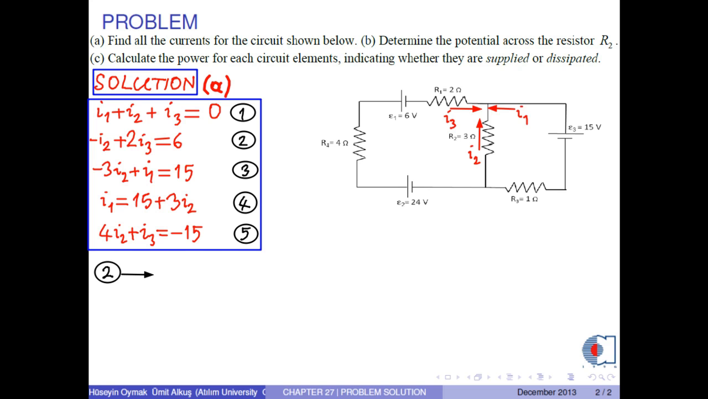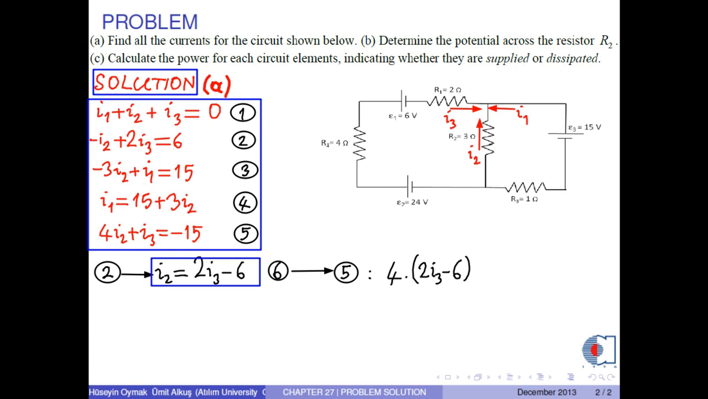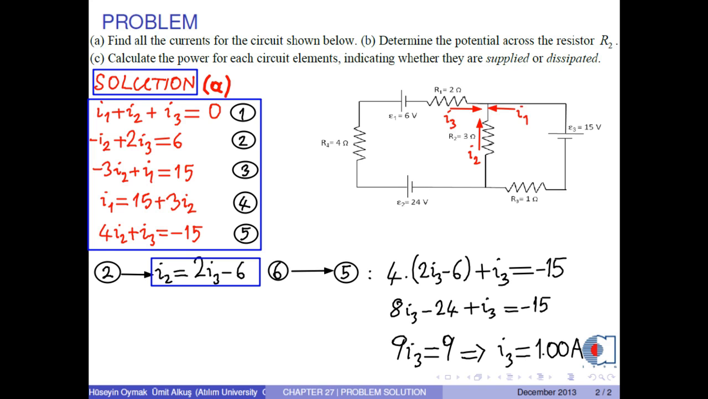From equation 2, we have I2 equals 2I3 minus 6. Call this equation 6. If we put equation 6 into equation 5, we get 4 times (2I3 minus 6) plus I3 equals negative 15, or 8I3 minus 24 plus I3 equals negative 15. Simple calculation gives us 9I3 equals 9, from which we obtain I3 as 1 ampere.